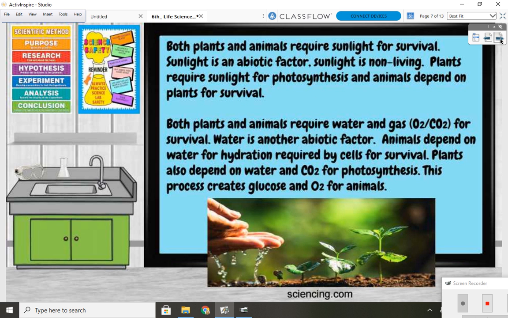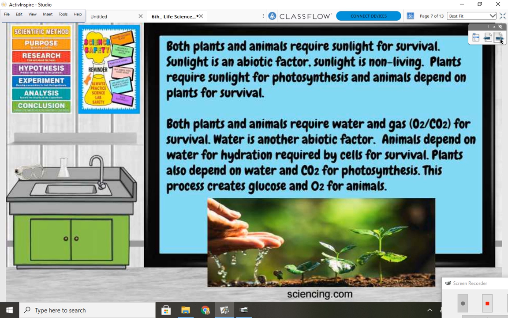Both plants and animals require sunlight for survival. Sunlight is an abiotic factor. Sunlight is non-living. Plants require sunlight for photosynthesis, and animals depend on plants for survival. Both plants and animals require water and gas. The gas would be O2 or CO2 for survival. Water is another abiotic factor.